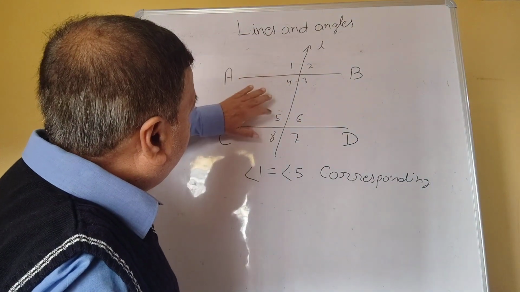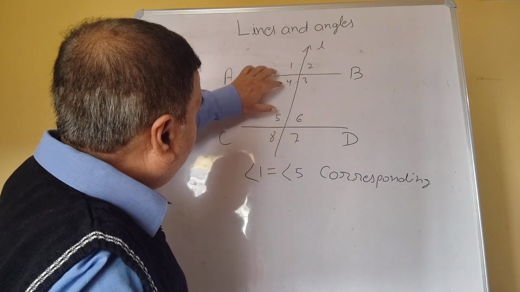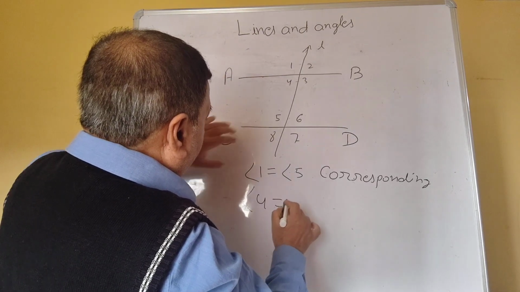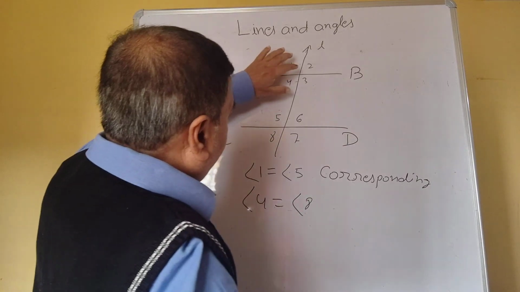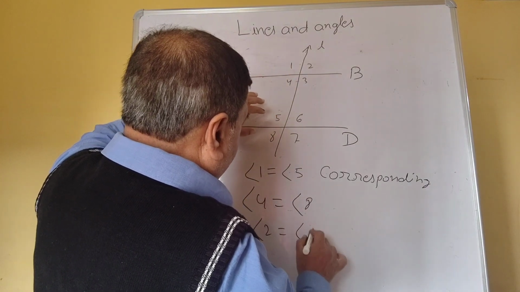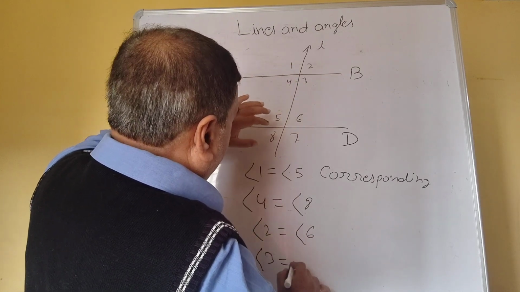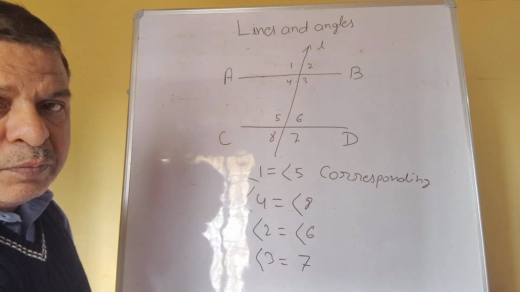1 and 5 will be equal, corresponding angles. Similarly 4 will be equal to 8, and similarly 2 will be equal to 6, 3 will be equal to 7. These all are corresponding angles.